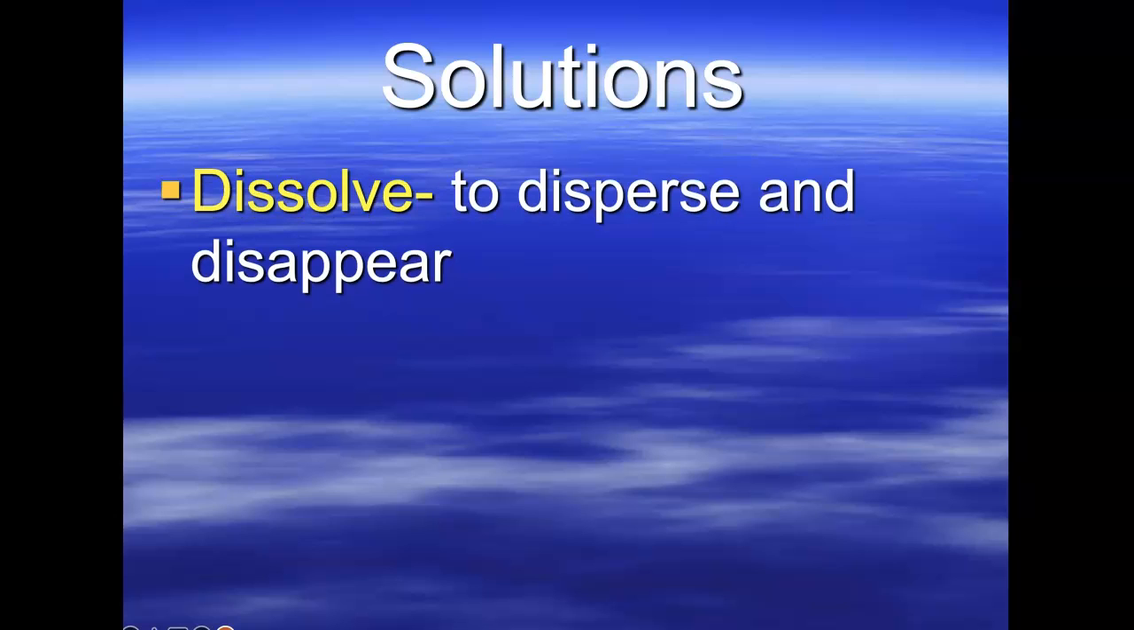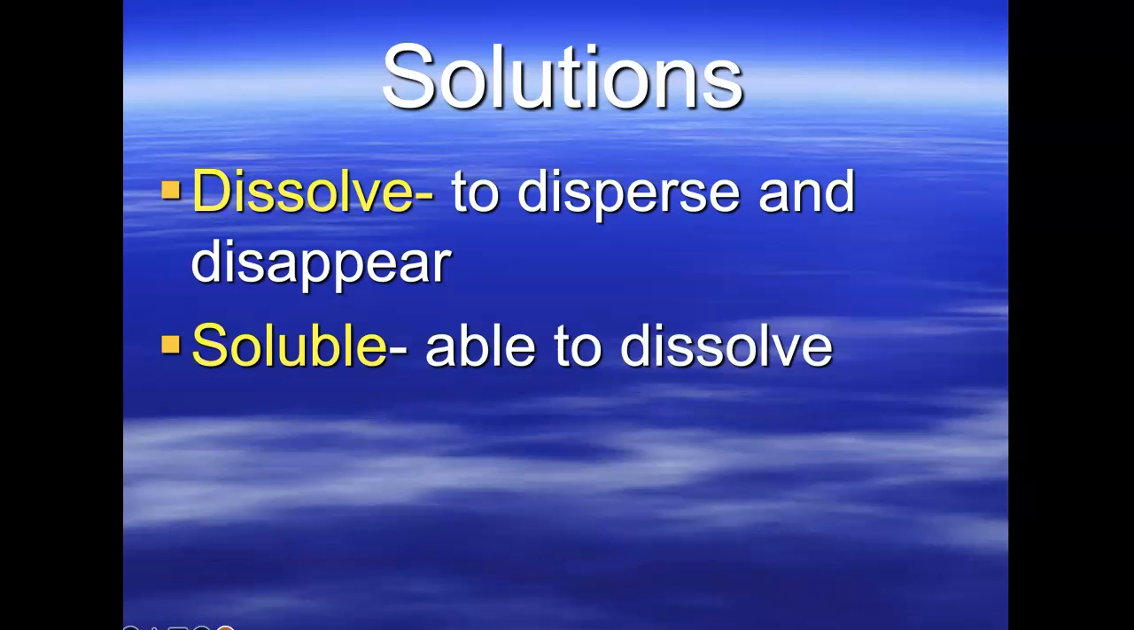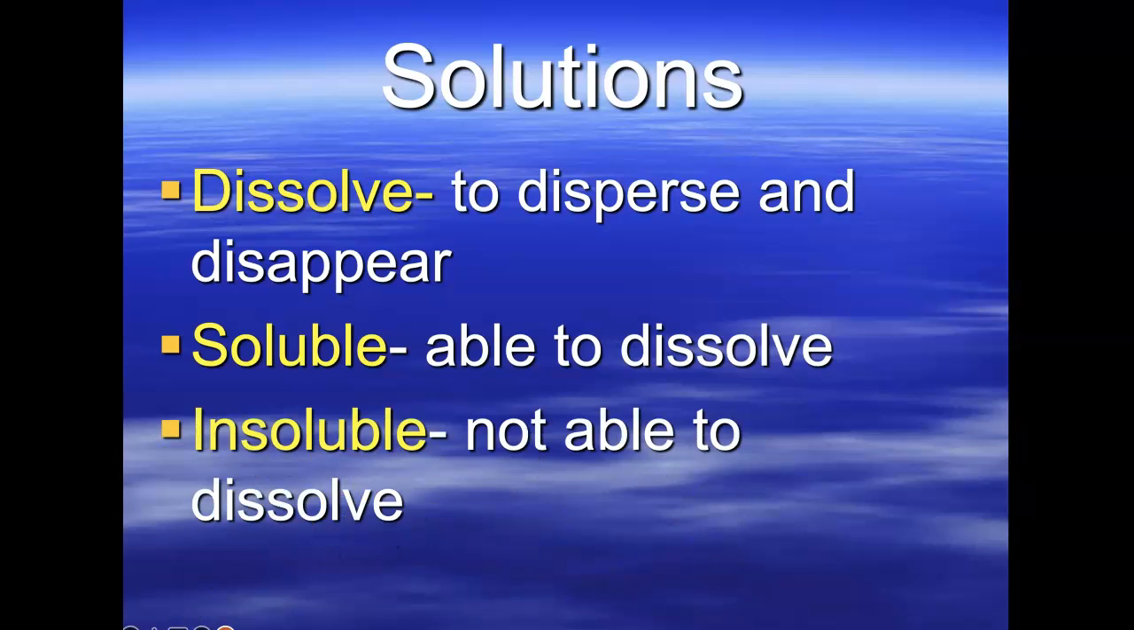Now, when something dissolves, and hopefully we're going to see that today, it's going to appear to disappear. So whatever's being dissolved is going to spread out so much that it's going to appear to disappear. Something that is able to dissolve is called soluble. And so that is a vocabulary word you will need to know. When something cannot dissolve, it's called insoluble. Another vocabulary word you need to know. And hopefully you've jotted these down on the notes sheet for today's class.